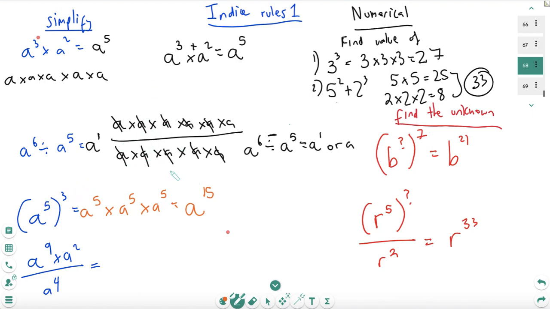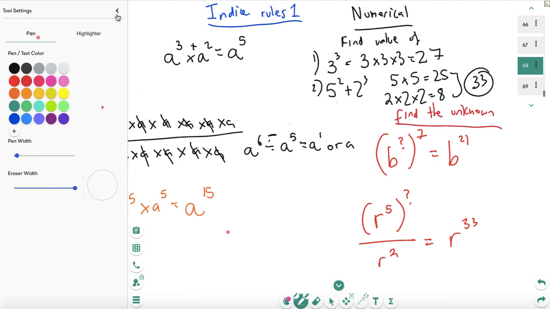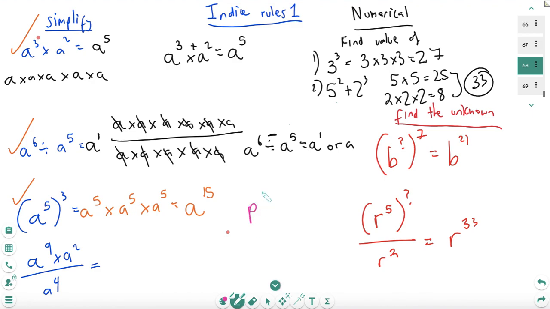Okay? So those are the 3 basic rules. The multiplication rule, the division rule, and I'll call this the inside-outside rule. There's an exponent on the inside, and there's an exponent on the outside. You multiply them. Let me show you a quick example. So p to the power of 5 times p to the power of 2.